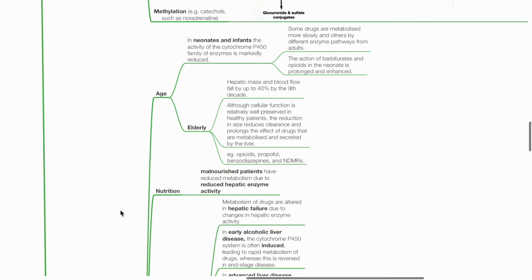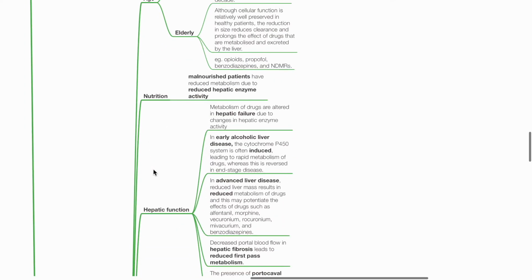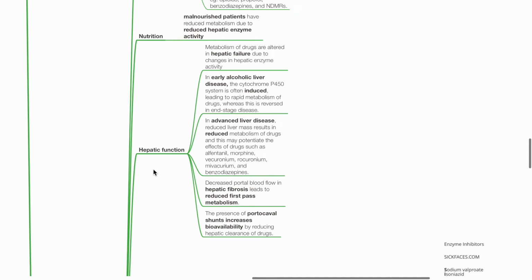In the elderly, hepatic mass and blood flow fall by about 40% by the 9th decade. Although cellular function is relatively well preserved in healthy patients, the reduction in size reduces clearance and prolongs the effects of drugs that are metabolized by the liver. For example, opioids, propofol, benzodiazepines, and non-depolarizing muscle relaxants. Nutrition. Malnourished patients have reduced metabolism due to reduced hepatic enzyme activity. Hepatic function. Metabolism of drugs is altered in hepatic failure due to changes in hepatic enzyme activity.